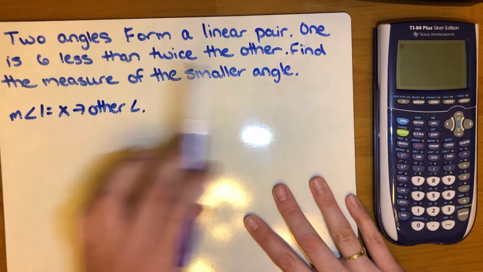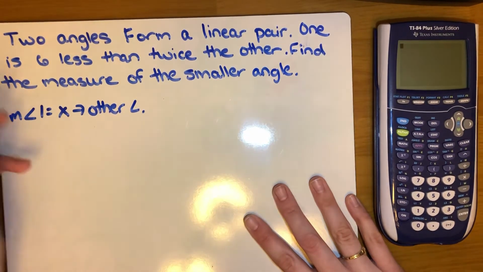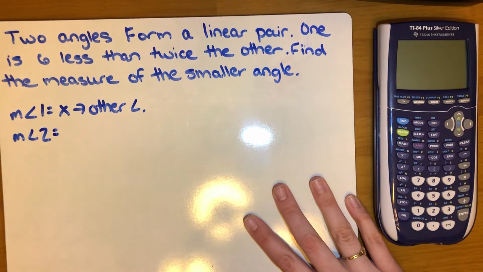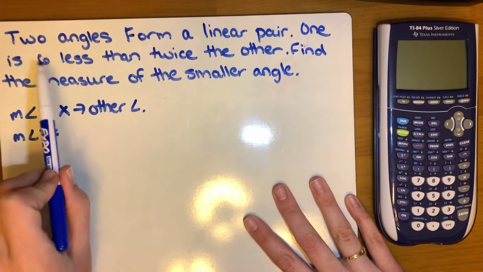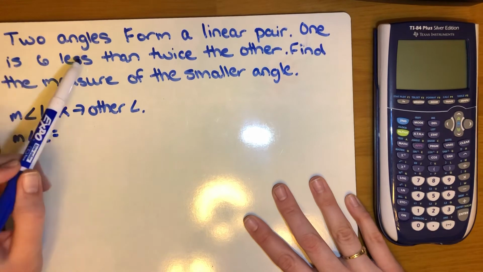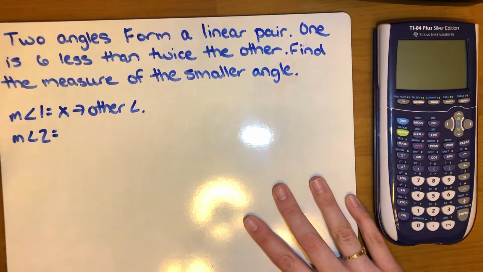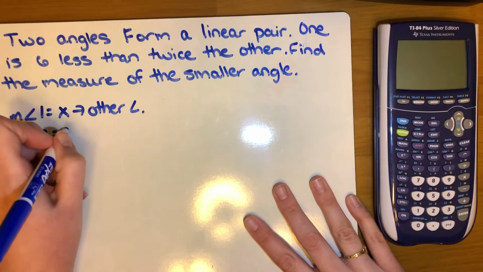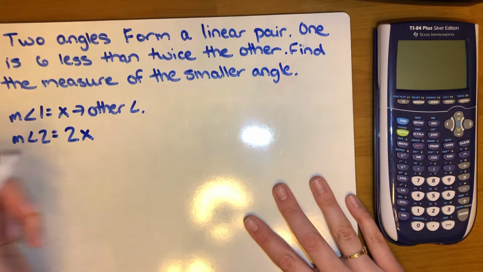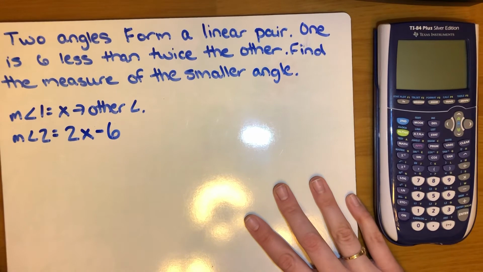So I know that my other angle in question here, let's make that angle 2, is 6 less than twice the other. So I need to be able to show 6 less than twice this other angle, or angle 1. So to do twice, I'm going to do 2 times x, and then to do 6 less, that's minus 6. So 2x minus 6 is the other angle.